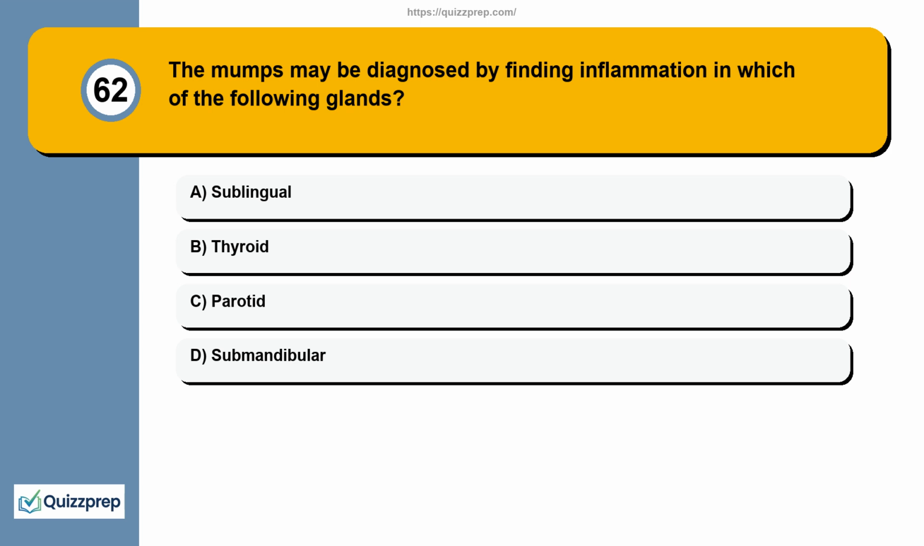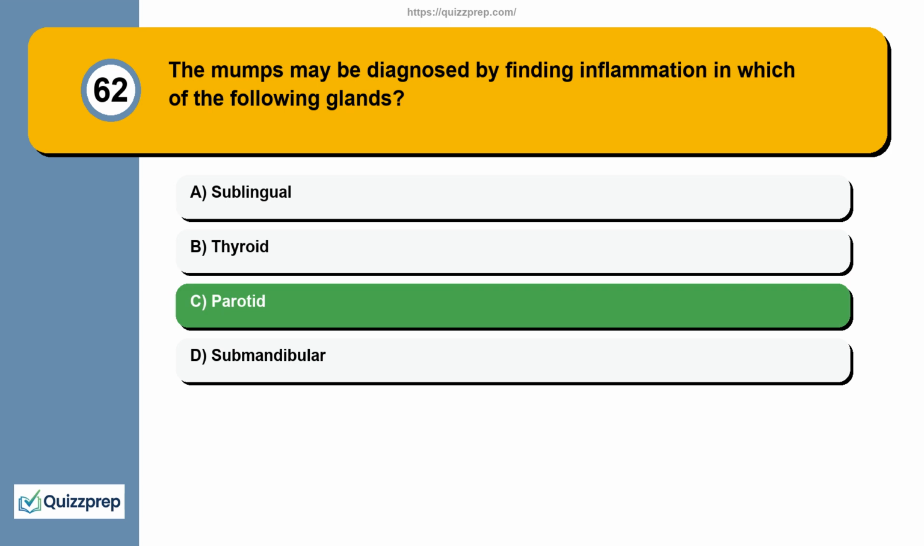Question 62. The mumps may be diagnosed by finding inflammation in which of the following glands? Option A, sublingual. Option B, thyroid. Option C, parotid. Option D, submandibular. The correct answer is option C, parotid.